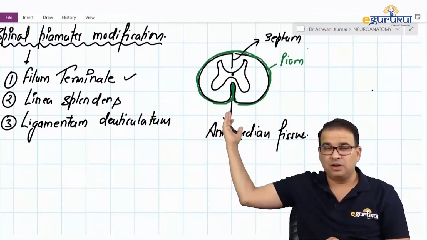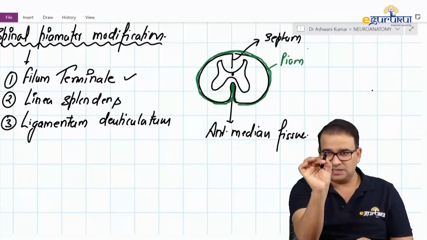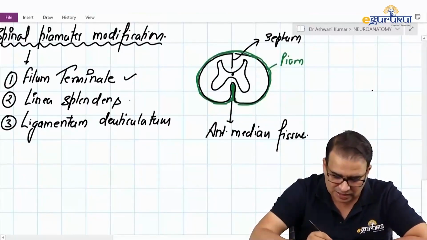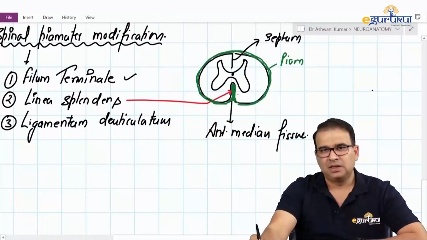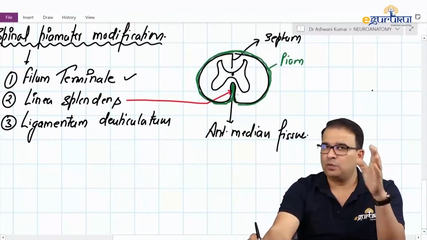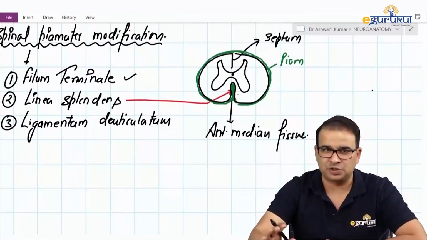That's the anterior part of the spinal cord. When you look at the spinal cord, you will see that there is a white line running in the center, and that is what you call the linea splendens. It's a bright white line right in front of the spinal cord, which is nothing but the pia mater filled inside the anterior median fissure.